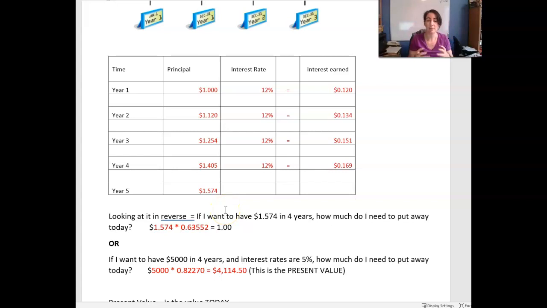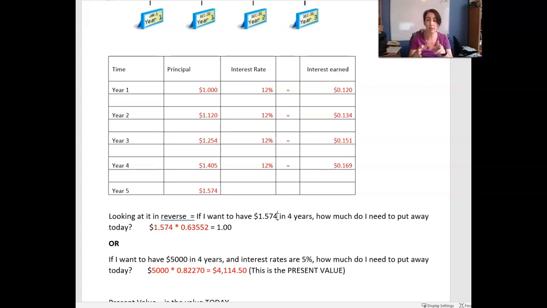Let's look at it differently. Let's say I wanted to have $5,000 in 4 years. Here we go, a more realistic example. Maybe I know that I want to buy a car in a few years, and I want to have $5,000 put away. Interest rates are about 5%. How much do I need to put away today?